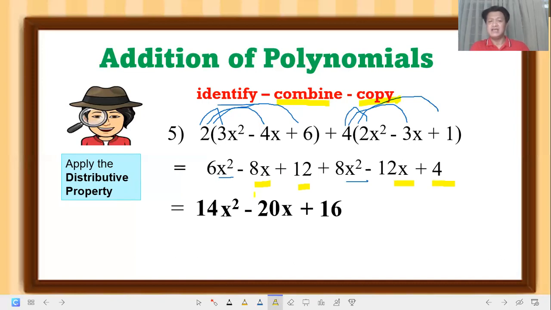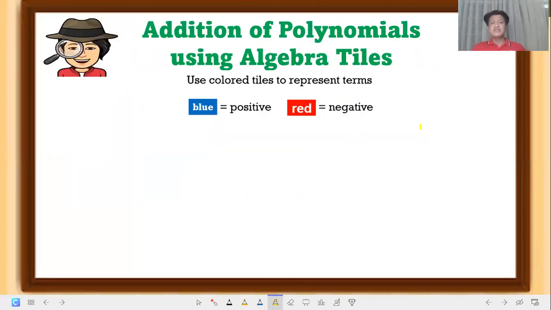Kasi nga, hindi na pwede i-add yan. Ito ay second degree, first degree ay 0 degree. Ito kasi constant siya. So we have 14x squared minus 20x plus x plus 16.